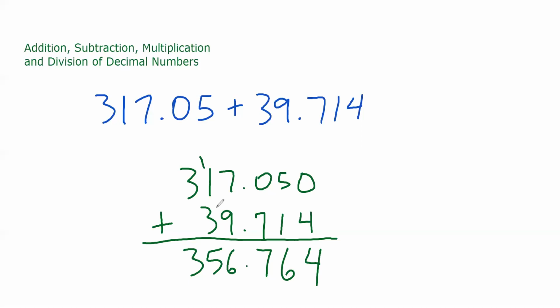And so decimal addition is really pretty straightforward. Line things up, do the addition like normal, and you're good. Make sure the decimal point is in the same place it was when you started. Now, all your rules for negatives and positives still apply here. If you made that negative 317.05 plus 39.714, you could have actually done 39.714 minus 317.05. And so that would have gotten a little bit interesting.